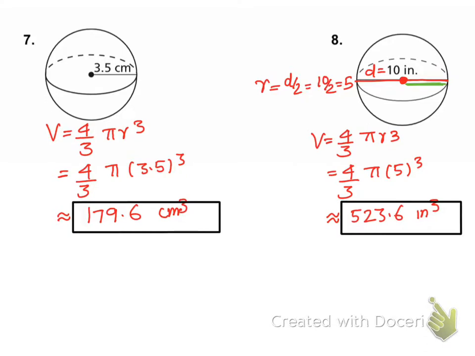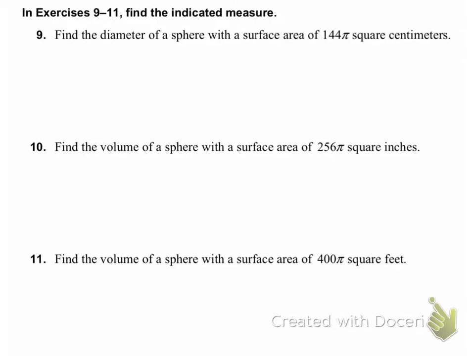Alright, so let's move to question number 9. These are word problems, no pictures are given, so we have to work accordingly with the given information. So we have to find diameter, so d has to be found. But what else is given? The surface area is given, that is S. So we know the formula for surface area, that is 4 pi r square.